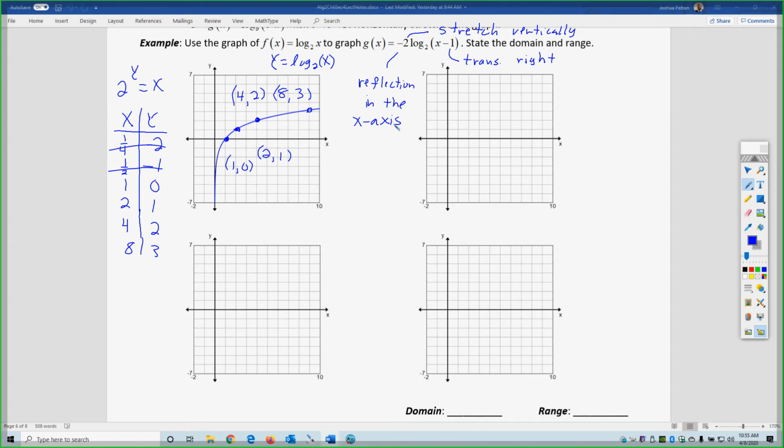So according to the order of transformations, horizontal translations come first, scaling comes second, and then reflections come third. Fourth would be vertical translations, but we don't have any here. So as a result, this is going to be log base 2 of x minus 1 first. Then we have to do 2 times that second. And then lastly, the reflection, the negative of that.